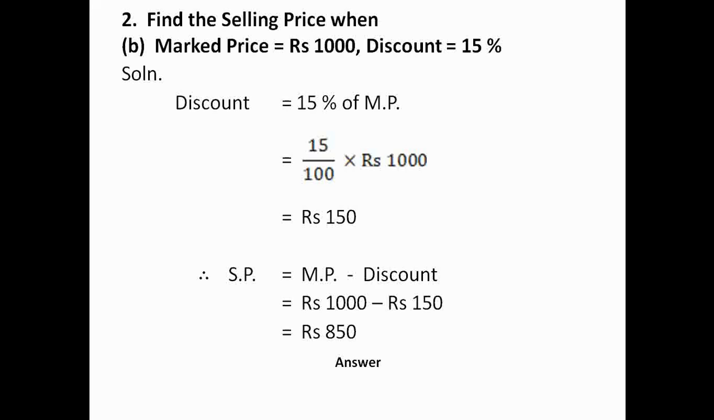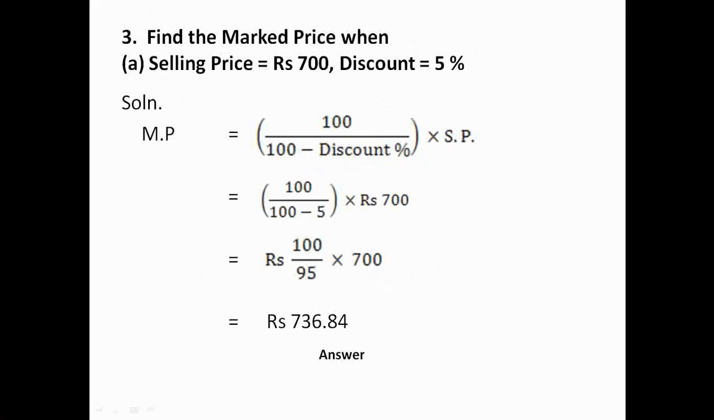Then I will proceed to question number 3. This is find the mark price, when selling price is given and discount is given. This is a little bit different from other sums. Here you don't know the mark price. Here you know only the selling price and the discount. So again I am telling you, if you apply the formula, the sum will be very easy for you. So try to remember the formula.